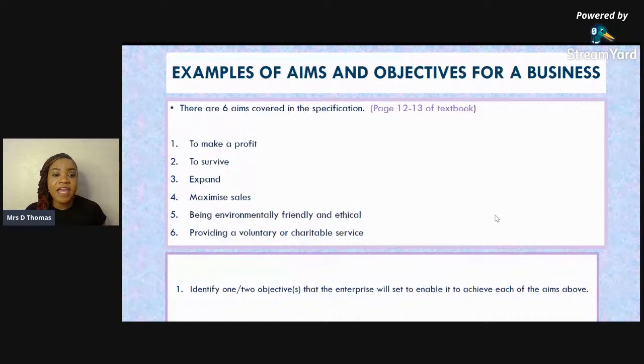6, provide a voluntary or charitable service. Some companies allow employees, managers, or normal staff members to volunteer in a charitable organization, which means they're giving back to the community.